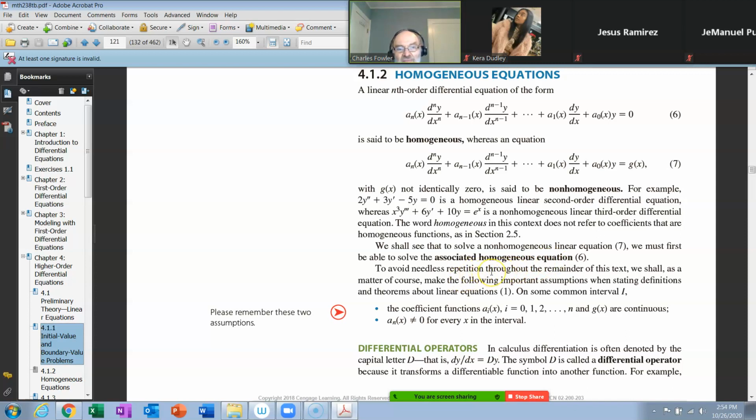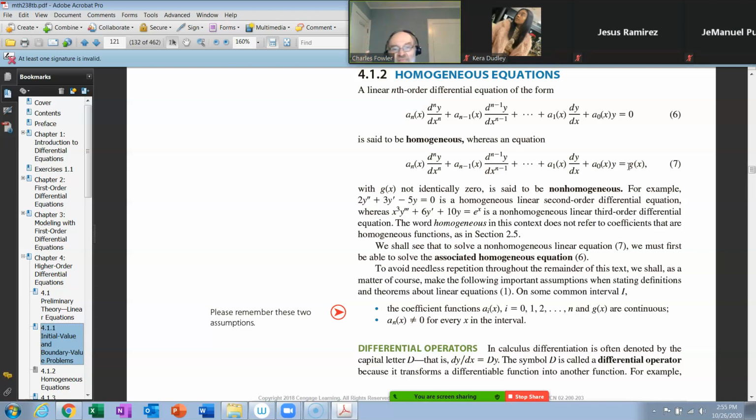To avoid needless repetition throughout the remainder of the text, we shall, as a matter of course, make the following important assumptions when stating definitions and theorems about linear equations. Remember the ones way back, okay? These are linear equations. On some common interval I, the coefficient functions, that's the a sub i's, a sub n minus 1 and all those functions, have to be continuous. And the function g of x has to be continuous. It cannot be piecewise defined. It has to be continuous functions.